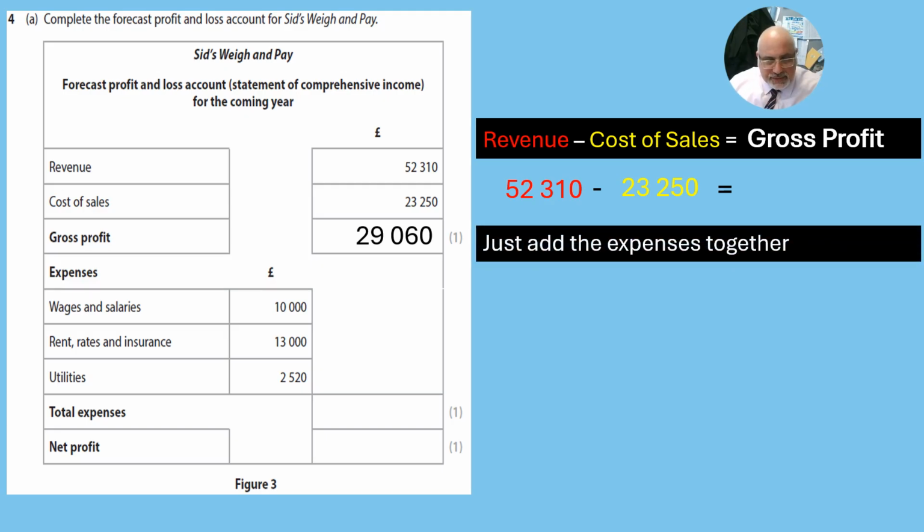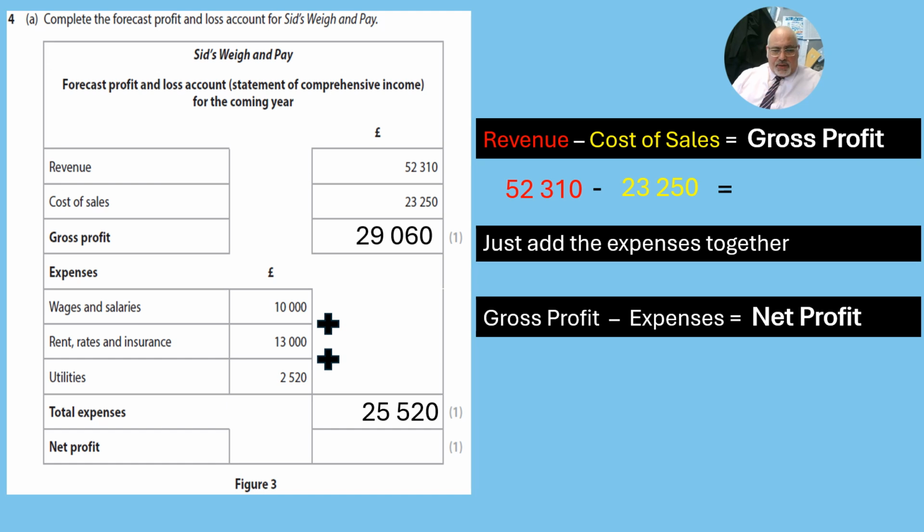We then look at the expenses, add them together to get an answer of 25,520. So coming on to the third and final mark, we look at net profit, the formula being gross profit minus expenses. Therefore our gross profit is 29,060. Our total expenses is 25,520, which gives us an answer of 3,540, which is your net profit.